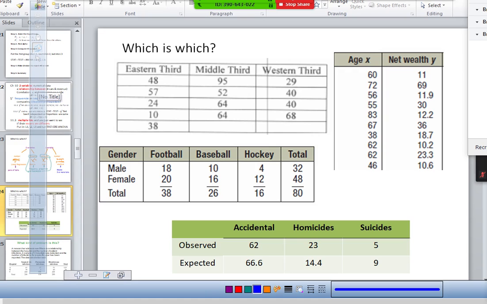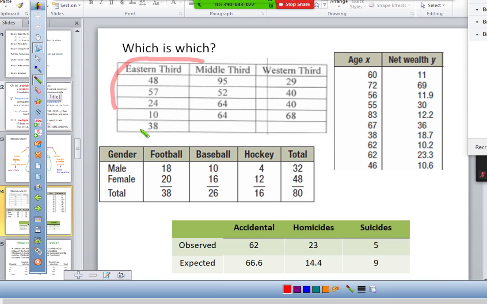People? 3 people? Anyone else? This first one, what kind of problem is it? Everyone else is left. All left the building. Okay, this one is ANOVA.